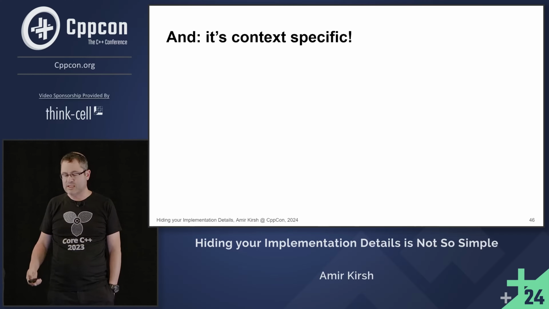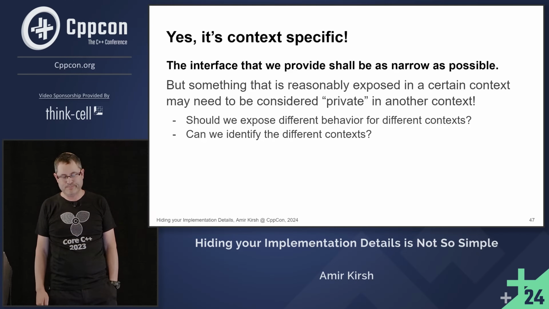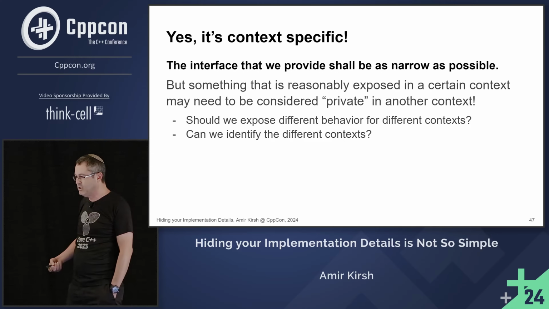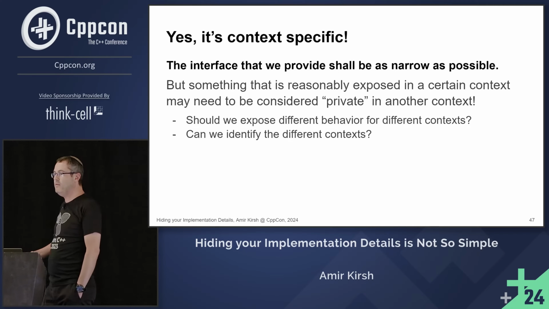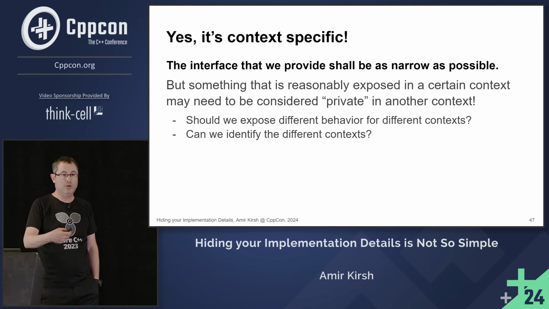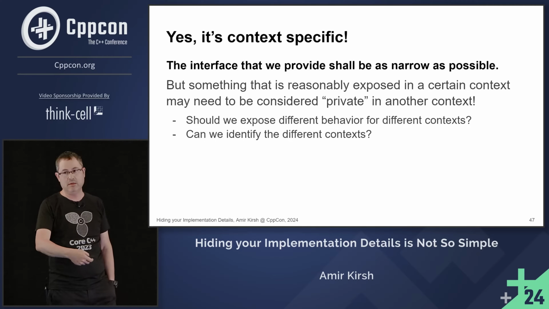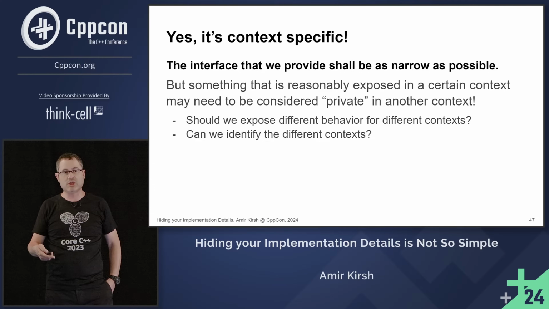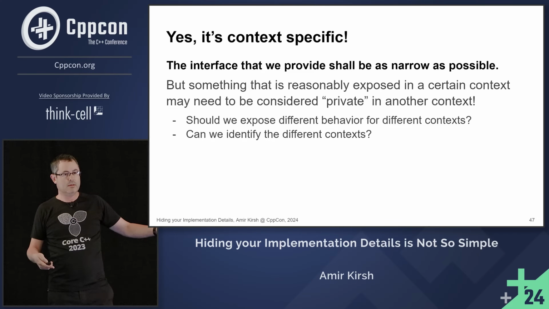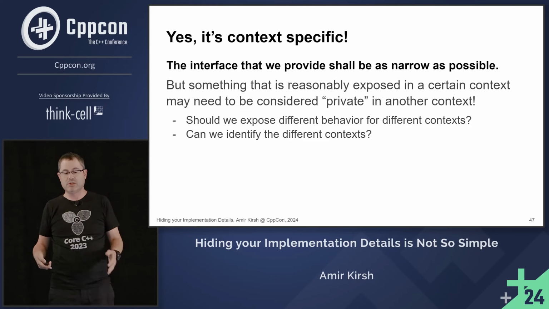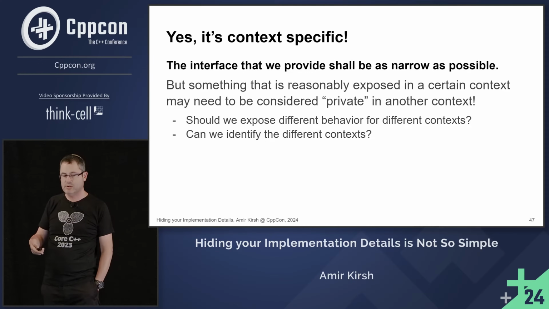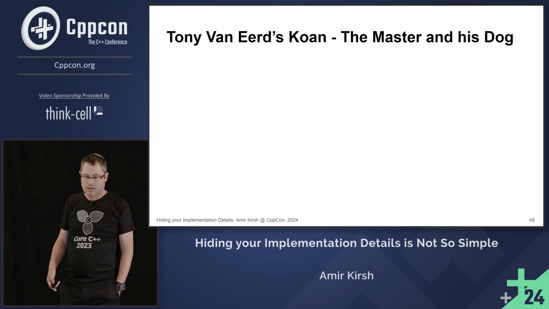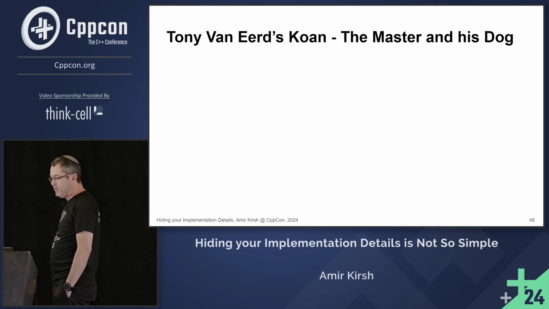So to discuss context specific, let's understand that the interface that we provide should be as narrow as possible. If I know that you should use a certain function and you should not use any other function, even though I have the other functions for another use, maybe I shouldn't provide them to you, because you shouldn't use them. How can I do that? Let's take a koan from Tony Van Eerd.